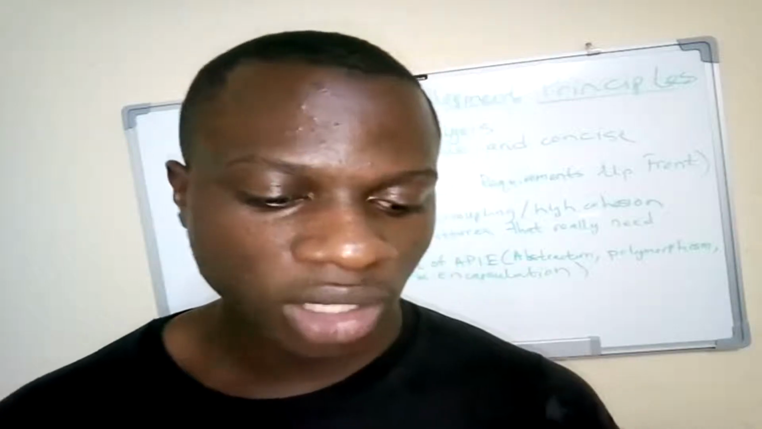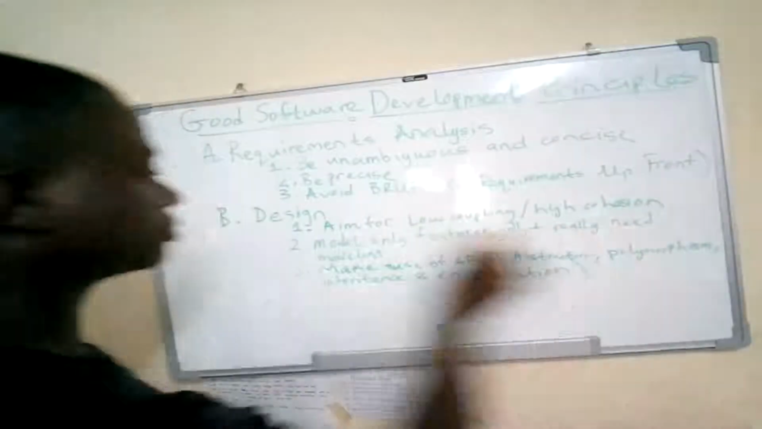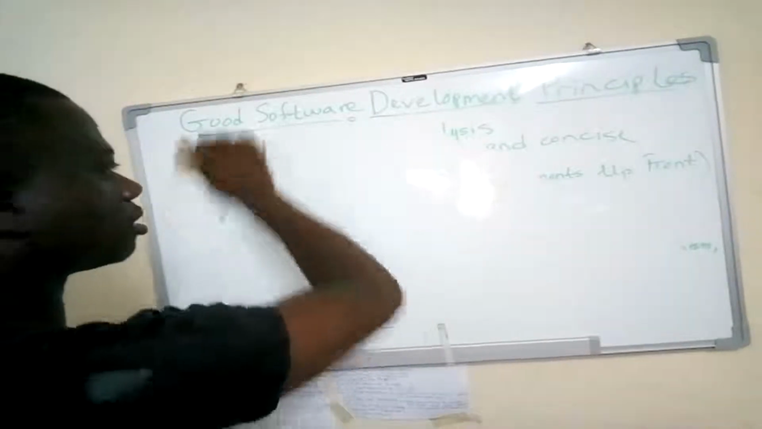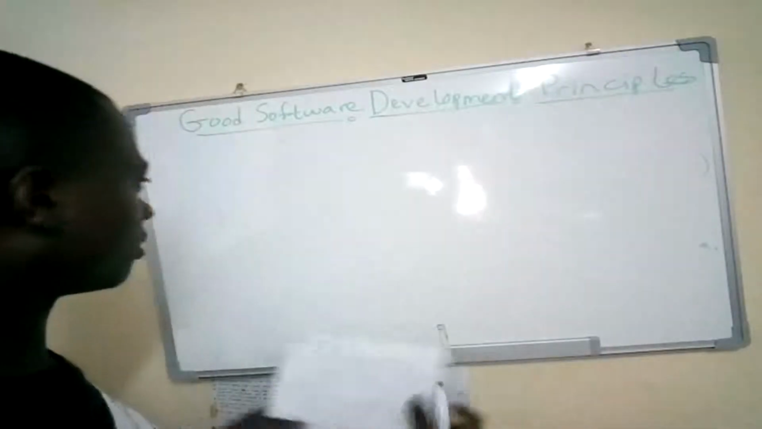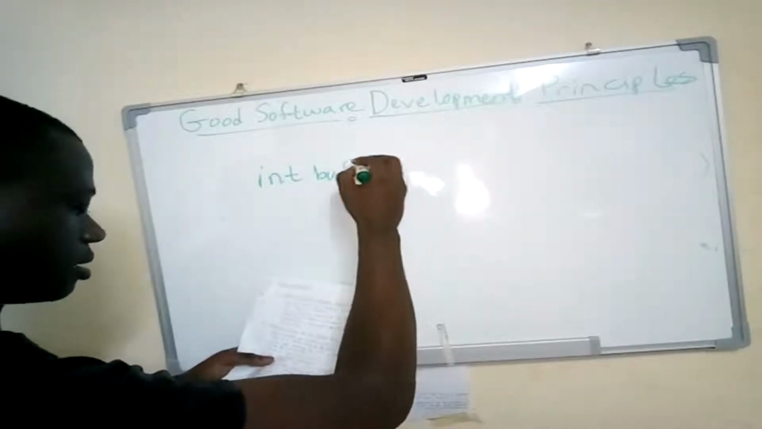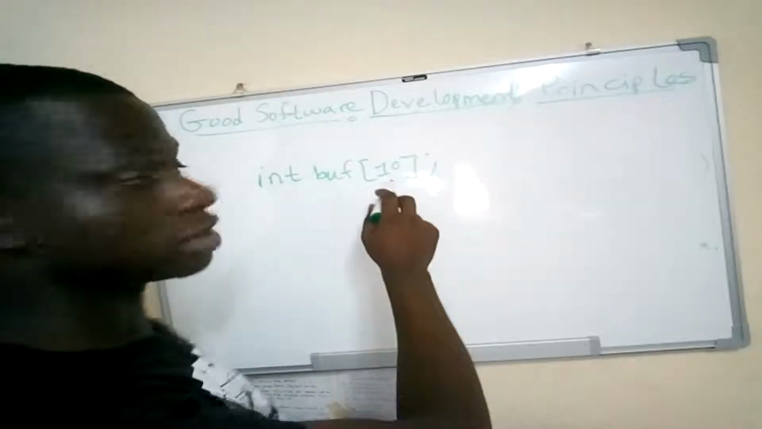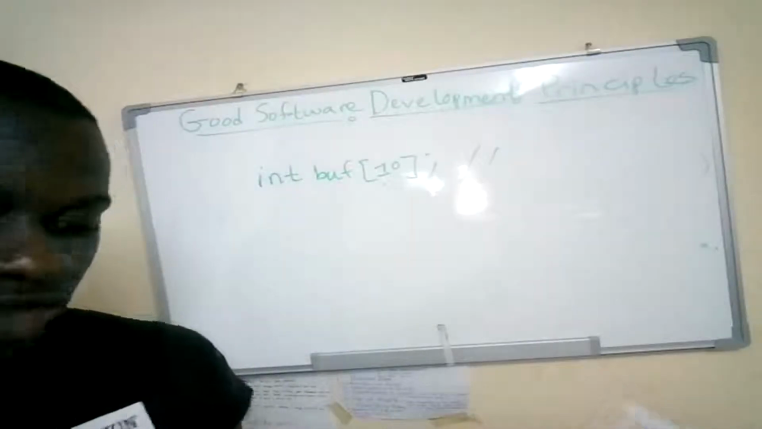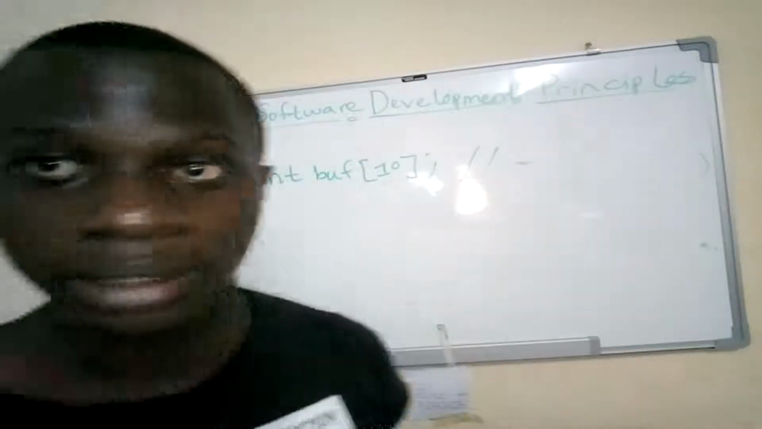The fifth is to avoid pointless comments. Don't include unnecessary comments in your code. So for instance, if you declare a variable buff which is of size 10, you don't need to come and comment that this creates an array of integers called buff of size 10. That's a pointless comment. Don't do that.